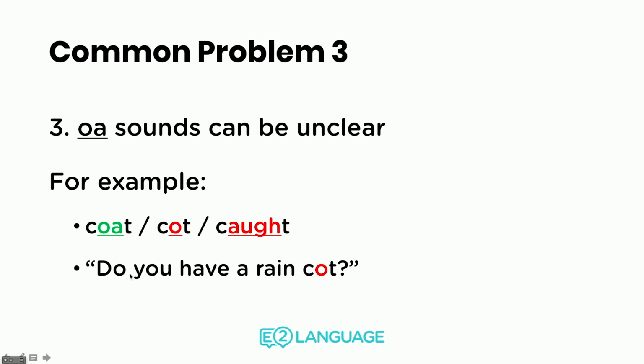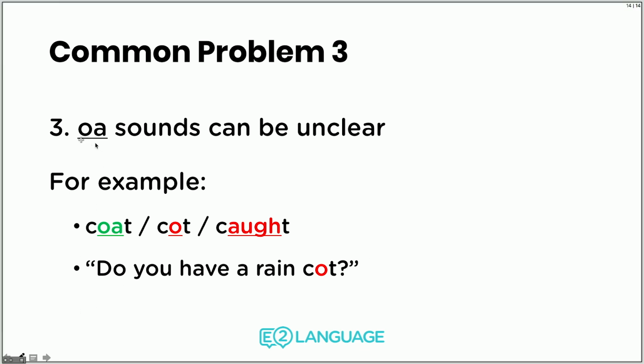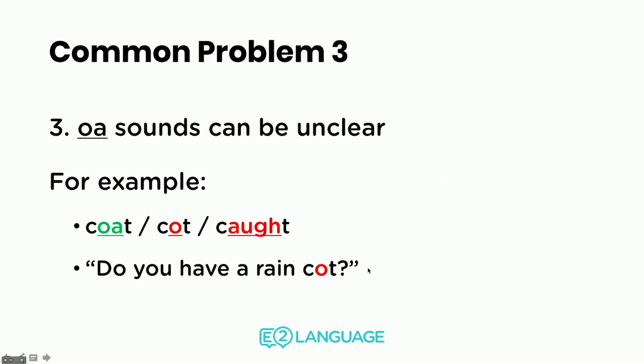This is also a common problem. So this is the long O sound, as in coat. But sometimes for Dravidian speakers, it can become cot, for example. So if I'm listening to a Dravidian speaker and they say, do you have a raincoat? When in fact they should be making that a long sound. Do you have a raincoat? Coat sounds good. Cot sounds wrong, for example.